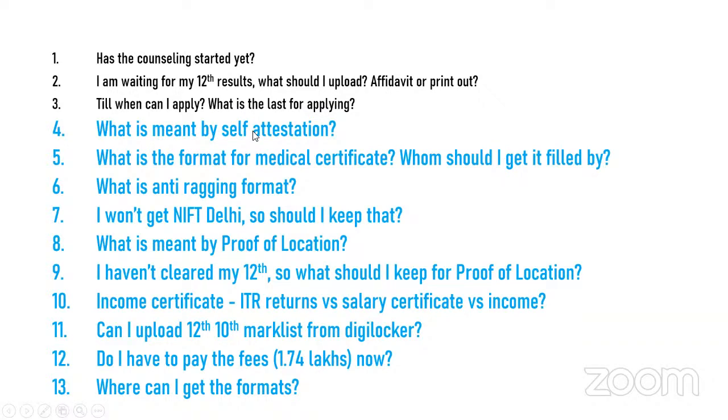What is meant by self-attestation? It's quite simple and clear. You need to take the original certificate that you have got and make a photostat or Xerox copy of it. Somewhere on the right-hand side corner, you will find some space. Put your signature, write your name, and below that, write self-attested. Self-attested basically means that you yourself are standing testimony to the fact that whatever is in that certificate is correct, true, and valid.